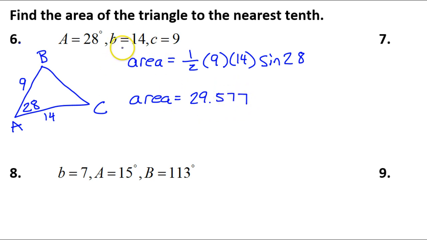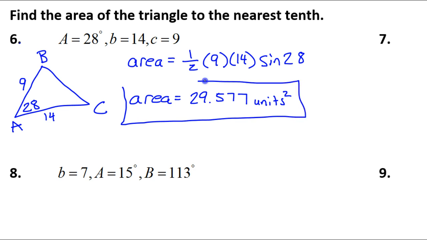Okay, and then it didn't give us any units. Like if this was meters, then this would be meters squared. I guess I'll just put units squared to show that it's square units. Anyway, they said nearest tenth, so this would be 29.6 if you round it to the nearest tenth. I'm going to go ahead and leave it at 3 decimal places because that's what I like to do.